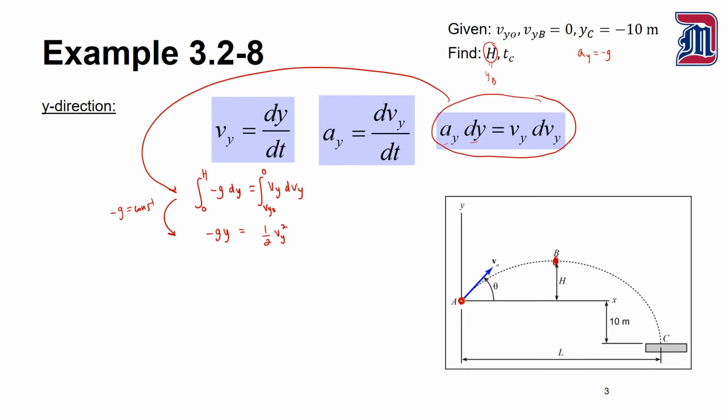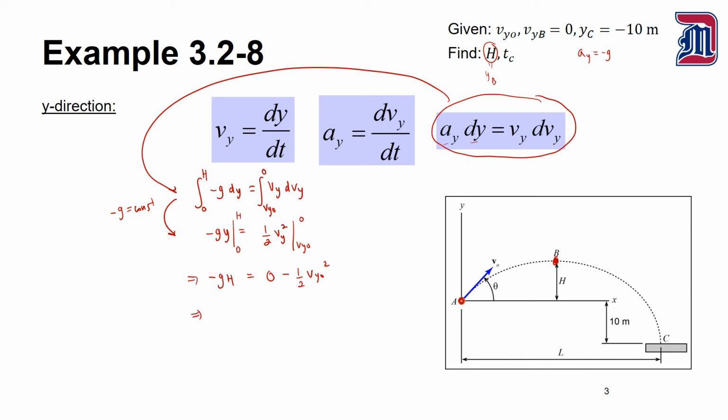So that is true in general. If we evaluate it between the two limits, we have that and that. On the left-hand side, we have minus g times h. On the right-hand side, when we sub in the upper limit, we get 0, and then we subtract the expression with the lower limit substituted. And so we get that.